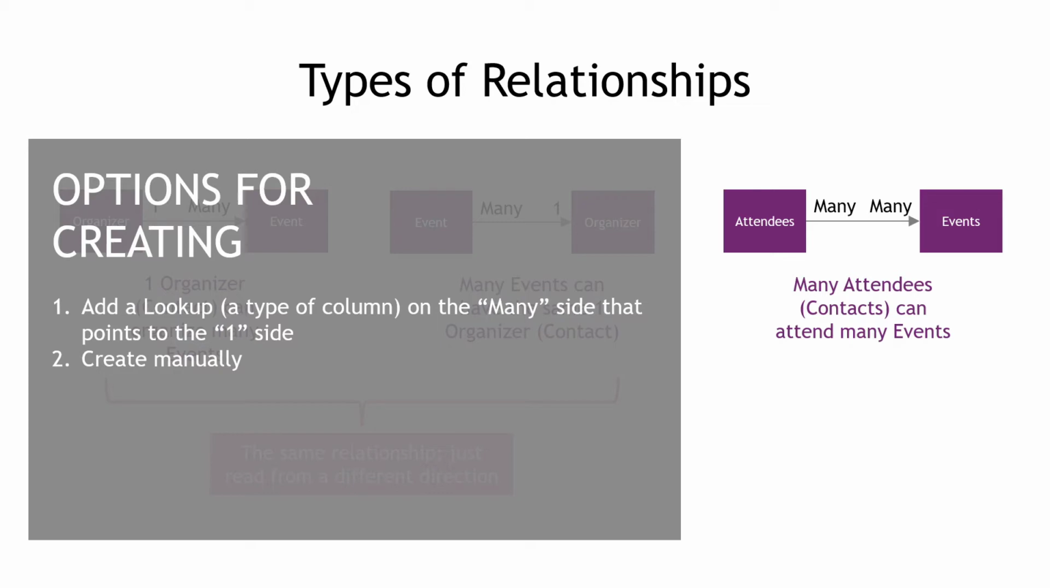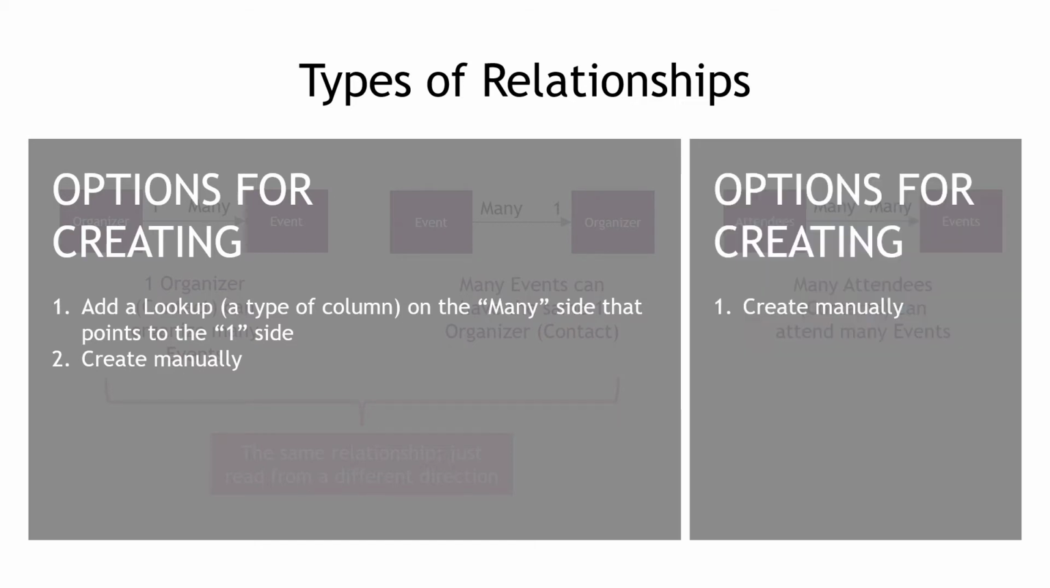This automatically creates the relationship for you, which is easy peasy. The second option is to manually create the relationship. And then over here, options for creating that many-to-many, your only option is going to be manually. We'll look at both of those in a minute.